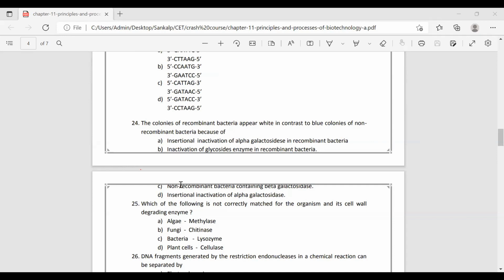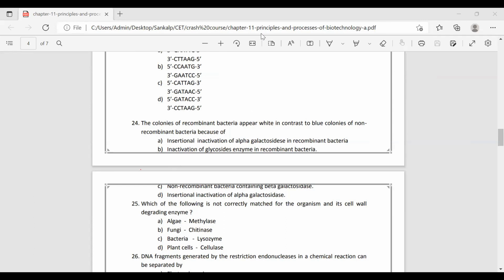25th question. Which of the following is not correctly matched for the organism and its cell wall degrading enzyme? Degrading means breaking. Option A, algae methylase. Option B, fungi chitinase. Option C, bacteria lysozyme. Option D, plant cells cellulase. Which is wrong, they asked. Option A, ma'am. So option A, that is algae methylase, is the wrong match.